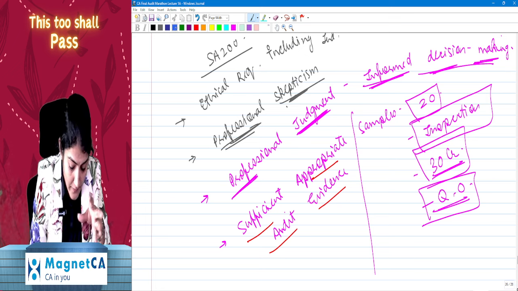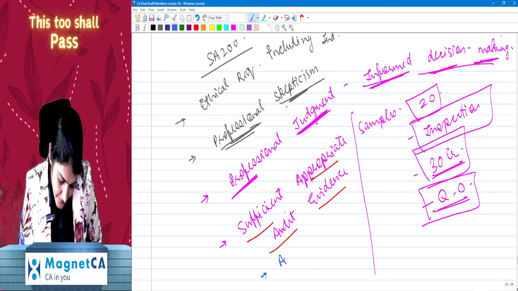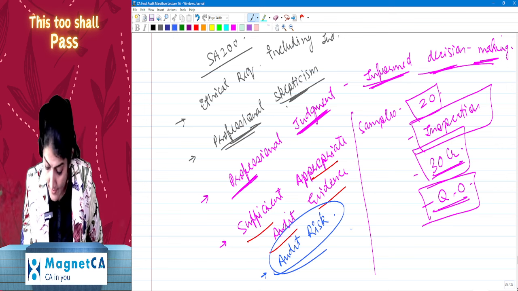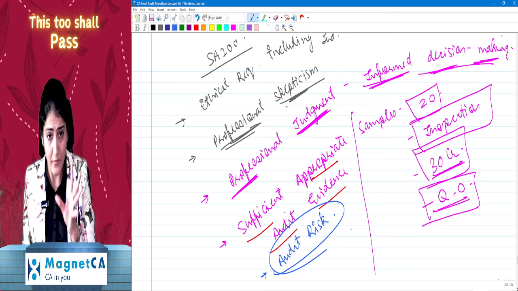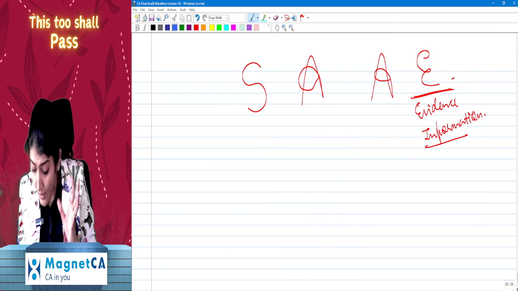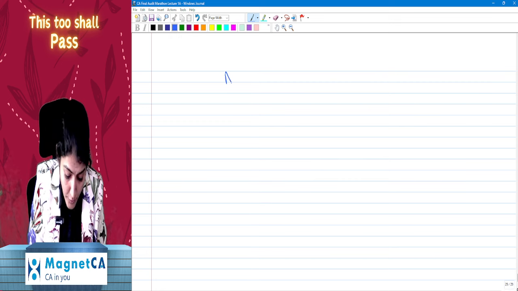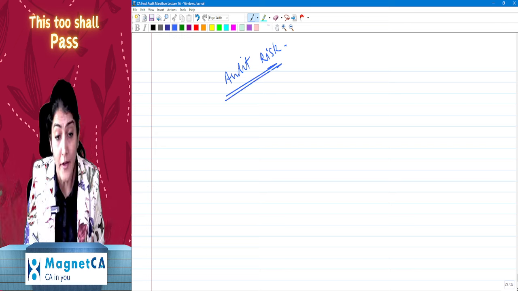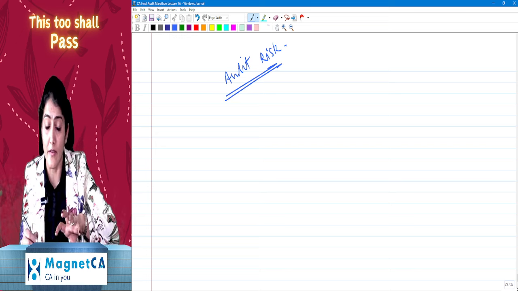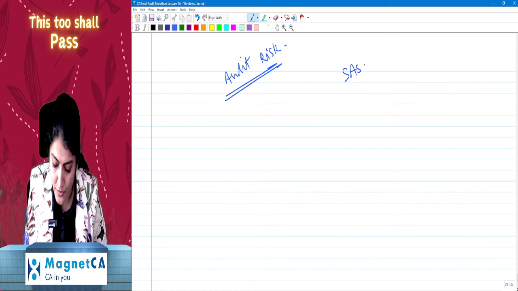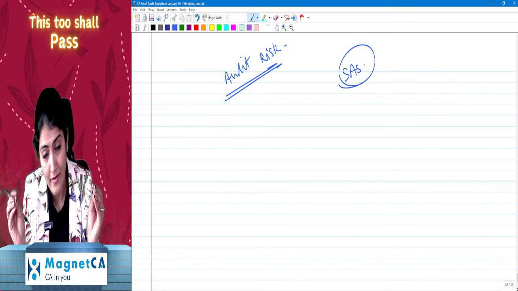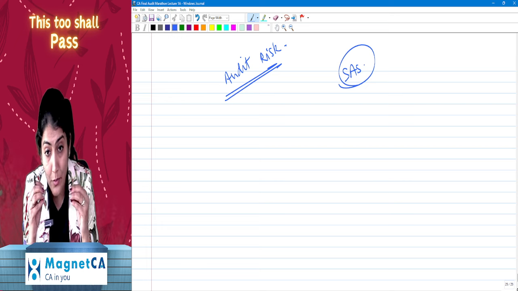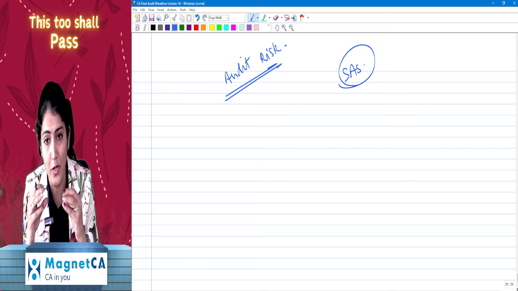And then as a wrap up of our discussion of SA 200, let's discuss the most important term over there. That is audit risk. Audit risk is such an important discussion. So now I'm going to discuss audit risk and audit procedures with you. If you fail to understand audit risk, you will fail to understand most of the standards on audit. It's like a prima facie requirement for you.